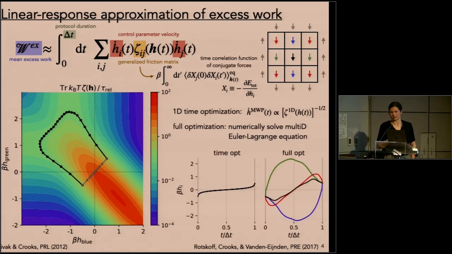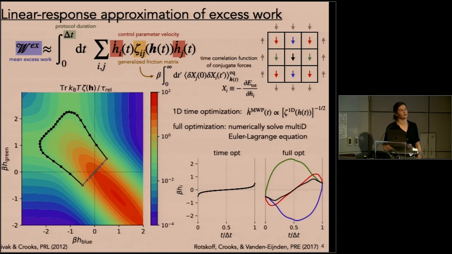So just to show you what they look like, this is what's shown in the bottom right here. So we're looking at a time-optimized protocol where, again, you're looking at this straight line path between the endpoints, but you optimize the protocol speed to minimize the work. So here, again, we see that it slows down throughout the middle of the control protocol, again, to minimize the resistance where that friction is high. And then fully optimized four-dimensional protocol, we see that it looks very different.